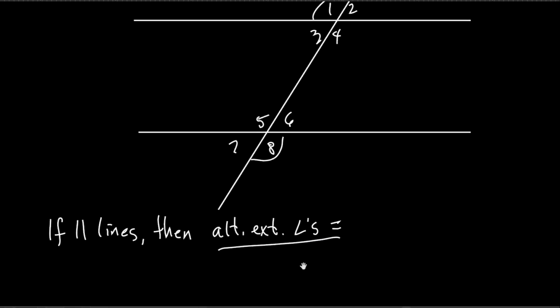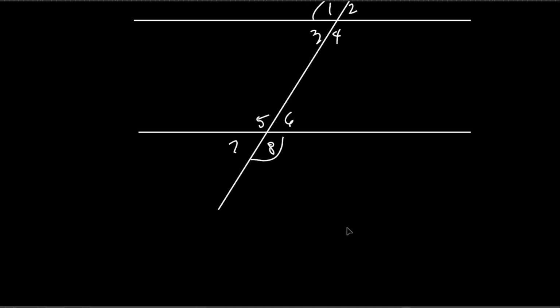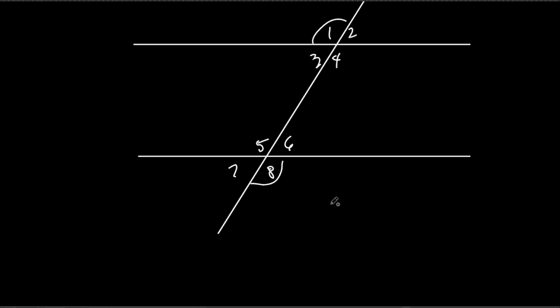I'm going to erase this just because I don't have much room, but you can keep it on your notes. Let's do another one. We did alternate interior. Okay, here we go. Consecutive interior angles. What in the world does that mean? Let's do this in a different color. They're interior angles, so 3, 4, 5, and 6. But which ones are consecutive? It means they're on this.